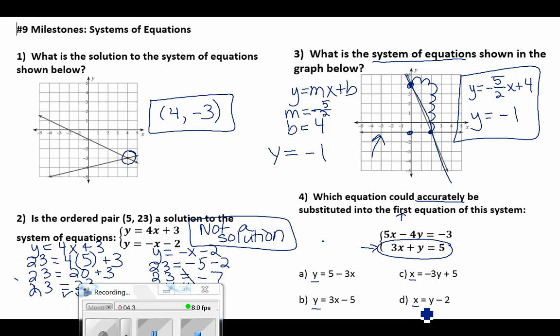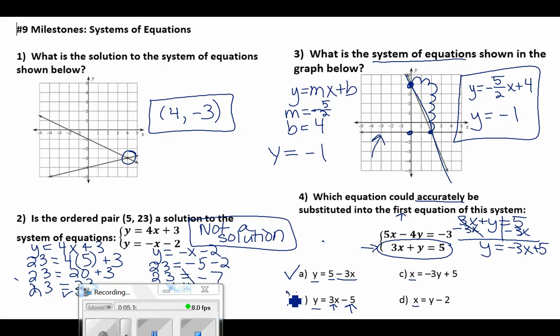So let's solve for y equals first. 3x plus y equals 5. Minus 3x, minus 3x. Draw a line and cancel. So we have y equals negative 3x plus 5. So let's look. Answer choice A, we have negative 3x and a positive 5. So that one looks good. B, we have a positive 3 and a negative 5, so that one is not what we needed.